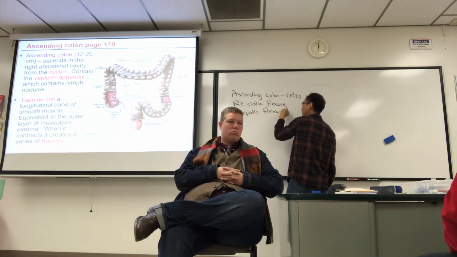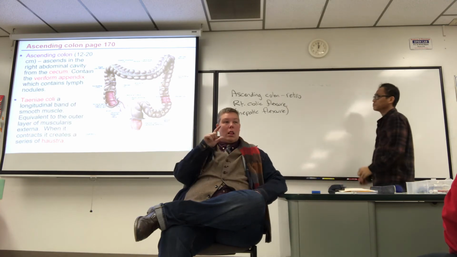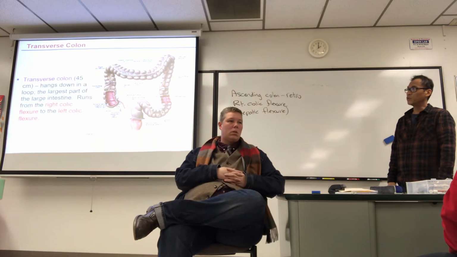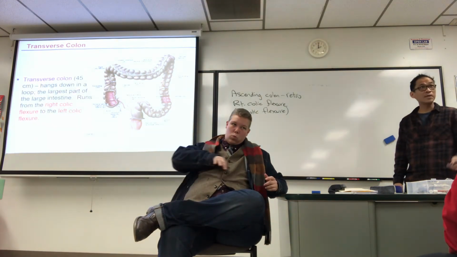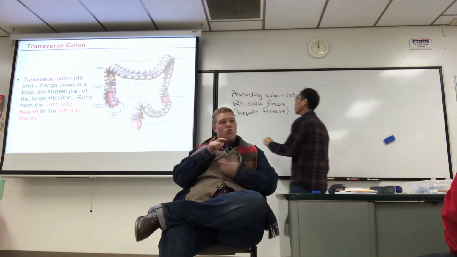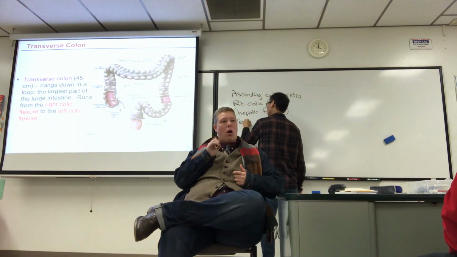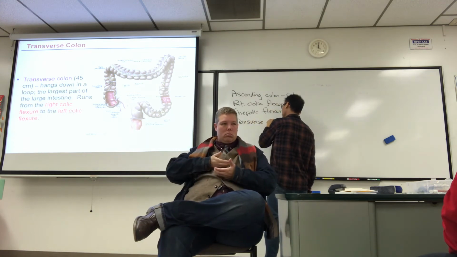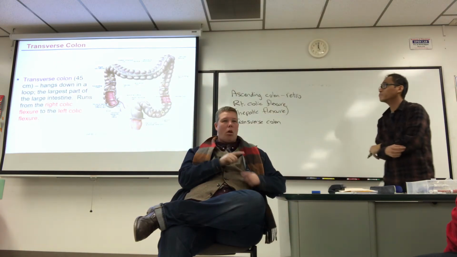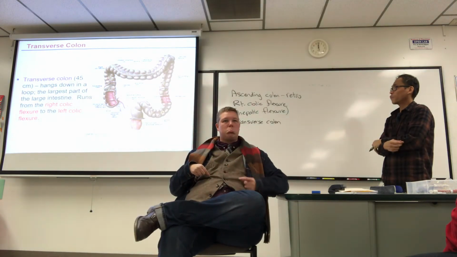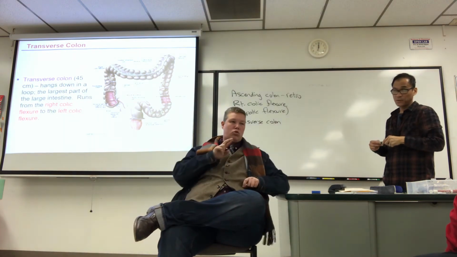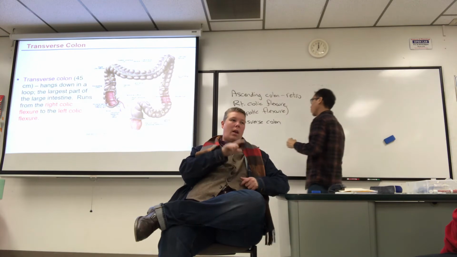Just remember, liver on the right, spleen on the left. When you make that turn, you go into the transverse colon, which has that looped down experience. It kind of hangs down because it's following the greater curvature of the stomach. About 45 centimeters long. You go from right colic flexure to transverse colon, and then when you get to the left side, it takes another turn called the left colic flexure or splenic flexure.